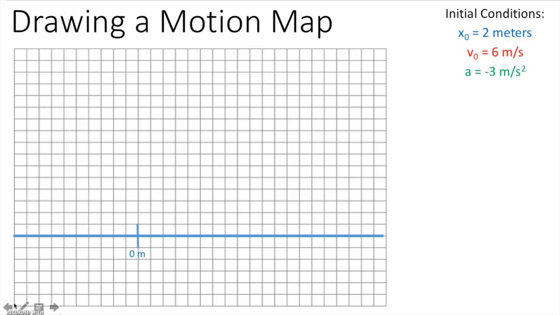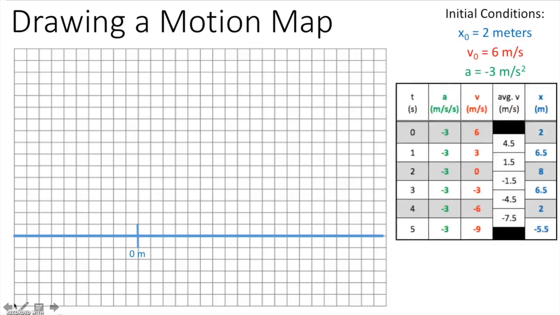We'll start with a grid. You're welcome to use graph paper or a ruler to draw your motion map. I've taken the time to solve for the position and velocity at clock readings 0 through 5. We'll use this as a reference to confirm our drawing of the motion map. I've noticed that the position ranges from negative 5.5 meters to 8 meters. We'll go ahead and note that on our number line.